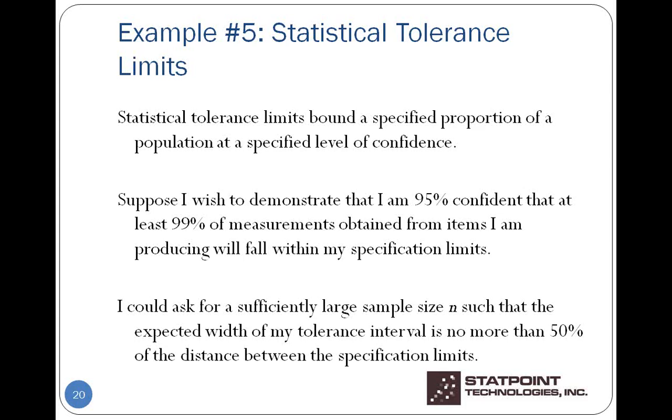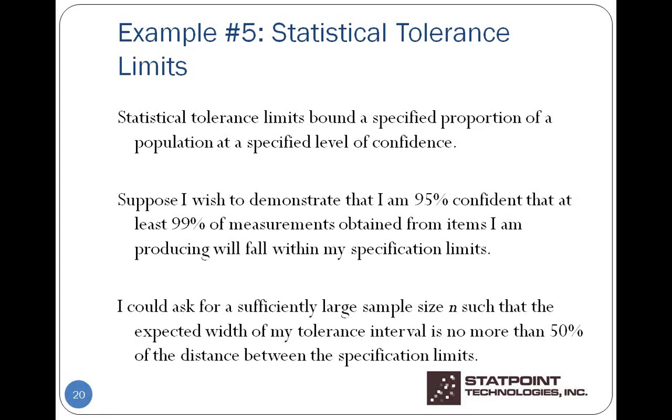Example number 5 has to do with statistical tolerance limits. Statistical tolerance limits are becoming more and more popular, it seems, particularly with people who have specifications and are trying to show that their process is capable of meeting the specifications. What a statistical tolerance limit does is it bounds a specified proportion of a population with a specified level of confidence. For example, take a look at my middle paragraph here.